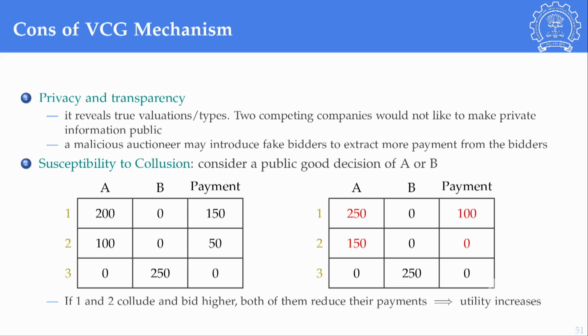But even without that, I think it's plausible that people can actually do a group deviation and both can get better off. So it is susceptible to collusion.